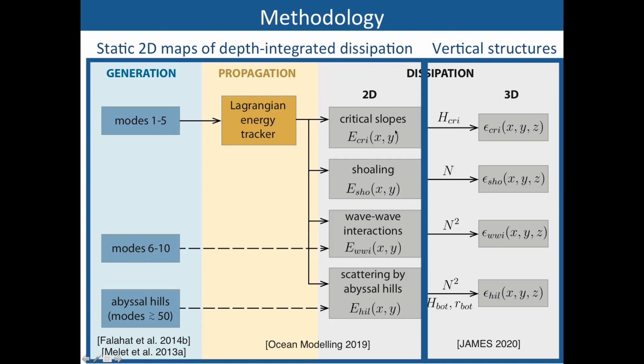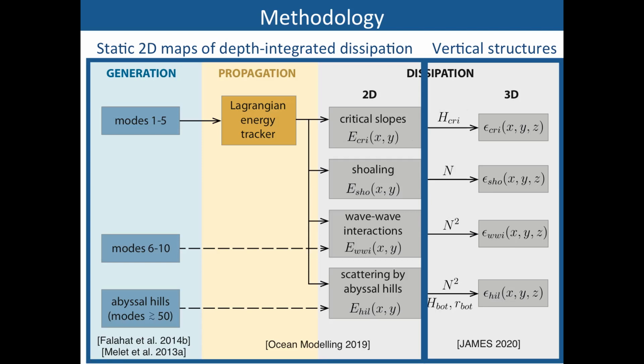So at this stage, we have 4 static 2D maps of the depth integrated dissipation, each due to a distinct dissipative process. What we now need, to have a 3D distribution of power input to turbulence and a 3D distribution of diffusivity ultimately, is to distribute this energy in the vertical. So we then apply some vertical structures for each map that depends on stratification. And if you're applying this parameterization in an ocean model, then it depends on the evolving stratification of the model.